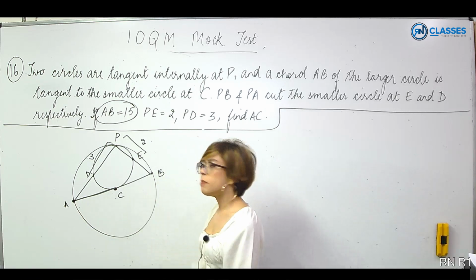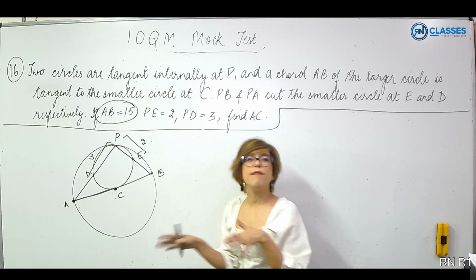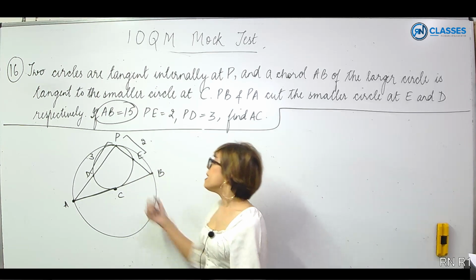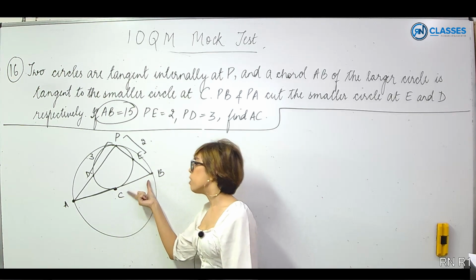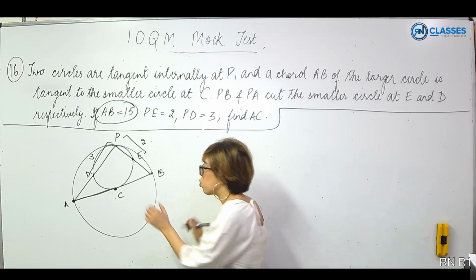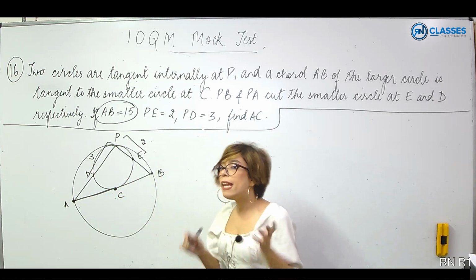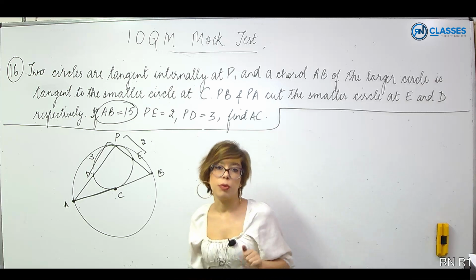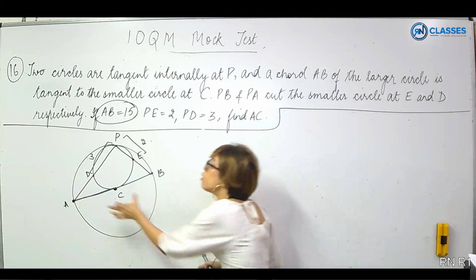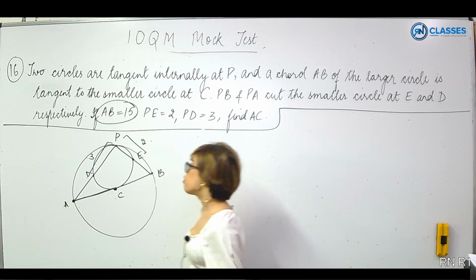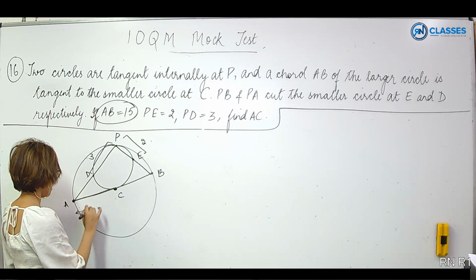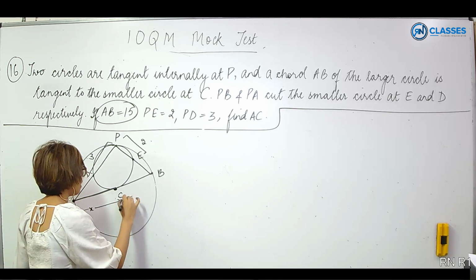Now, maybe I can find BC. But BC is also on the same footing as AC, because it is also the length of tangent from outside. So if I need to find AC, the first way is maybe I can try to find BC, or the second way is somehow to find the ratio AC to BC, and then I can find AC. So I'll go for the second approach. So I need AC, so let AC be x. Obviously, this becomes 15 minus x.